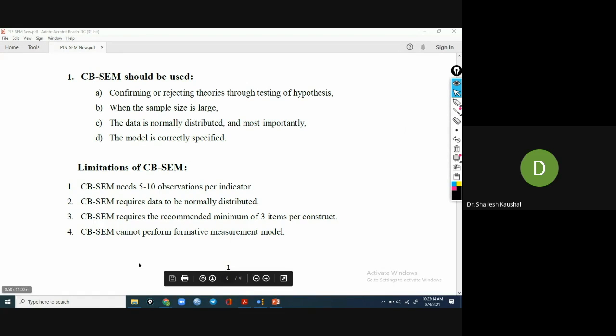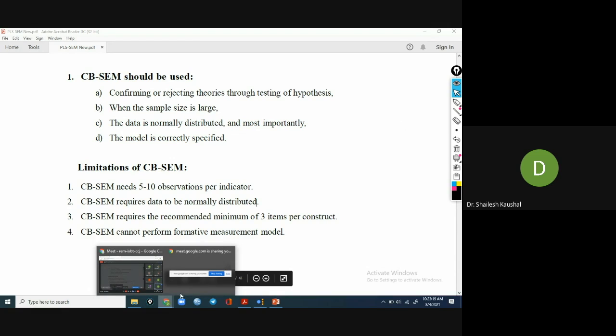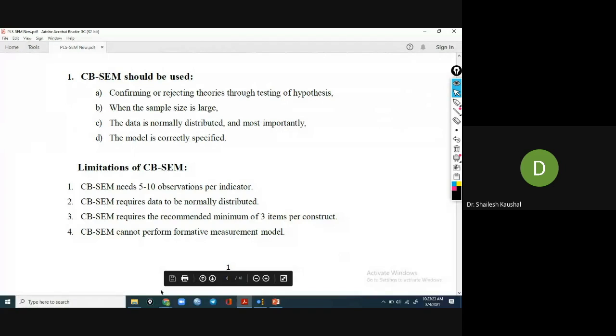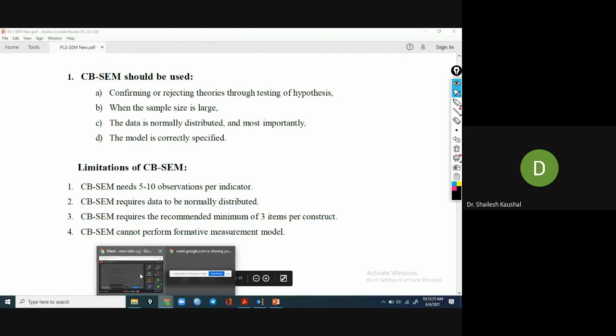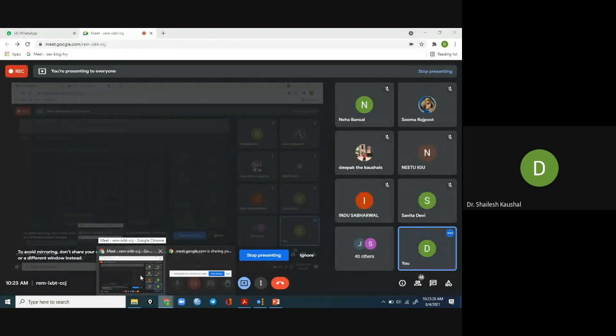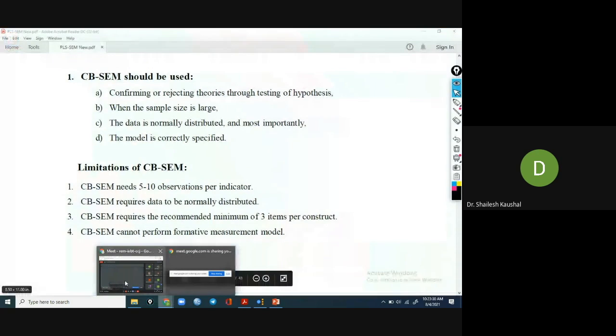So the condition is we cannot perform the formative measurement model in AMOS. Okay, so I'm just taking, if you have any query.